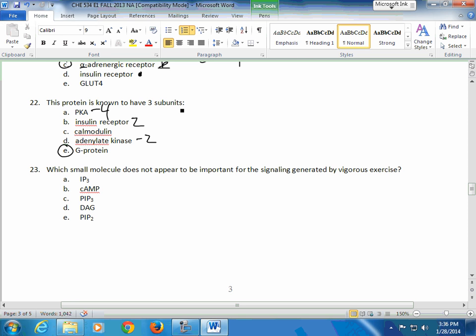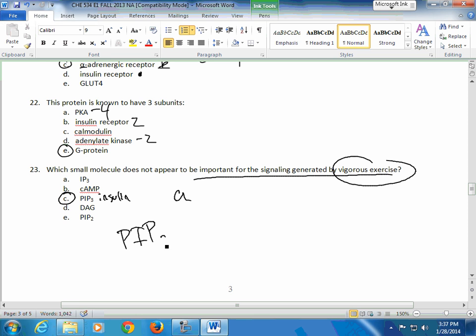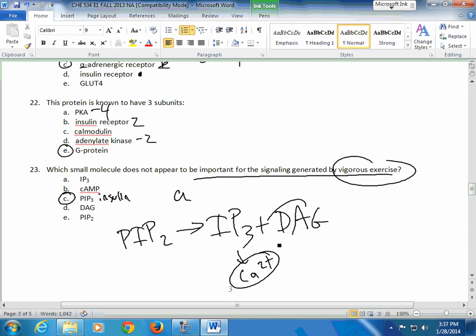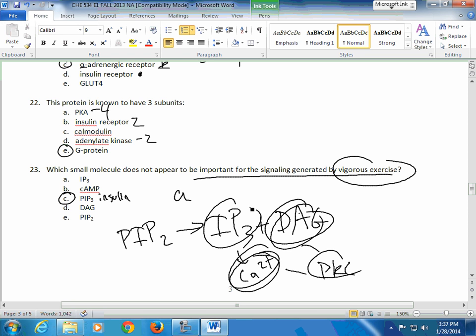Which small molecule does not appear to be important for vigorous exercise? That's going to be PIP3. That one's generated only with the insulin pathway. So these other ones, vigorous exercise, so you automatically think epinephrine. In the alpha pathway, you're taking PIP2 and converting it to IP3 plus DAG. IP3 then signals the release of calcium, and these 2 things bind to PKC. So all of these metabolites would work, and that gets rid of these 3.